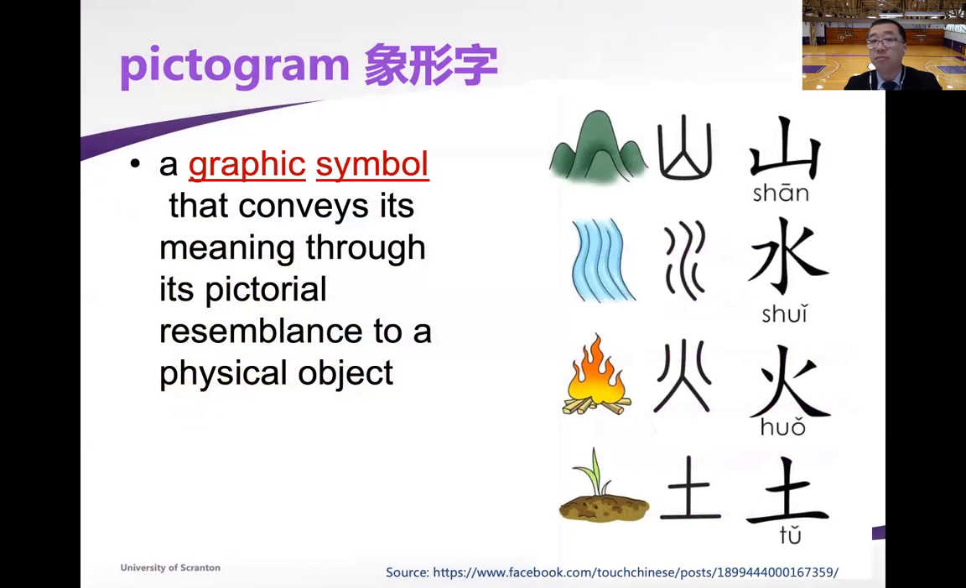So pictogram, that's a graphic symbol. It comes from pictures. So it comes from resemblance to a physical object like 山, the mountain, 水, the water, 火, fire, and 土, the earth. They are examples of pictograms. That's the simplest and the easiest way to form a Chinese character.